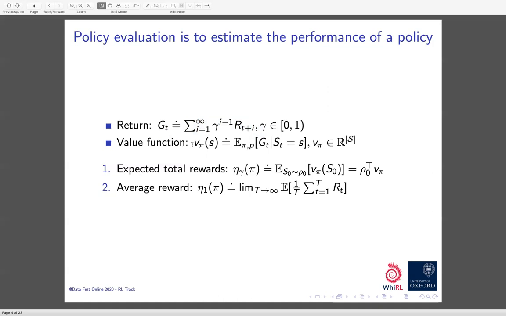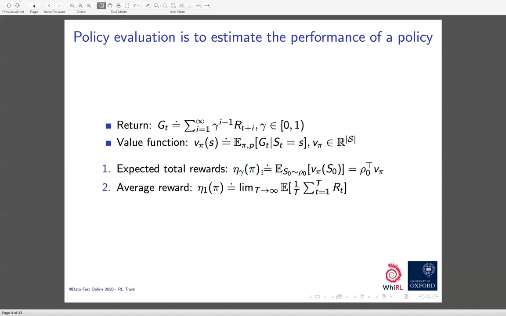In this talk, I will use function and vector interchangeably. So here vpi is a function. I will also use vpi to denote a vector lying in this high-dimensional vector space. Typically, we consider two performance metrics to measure the performance of a policy. The first metric is expected total rewards. Here I use eta gamma pi to denote the expected total reward.